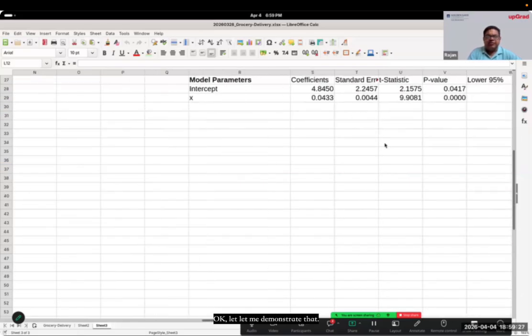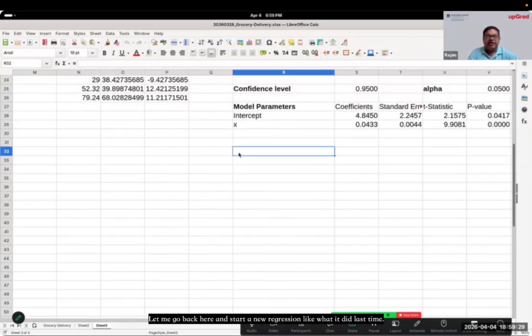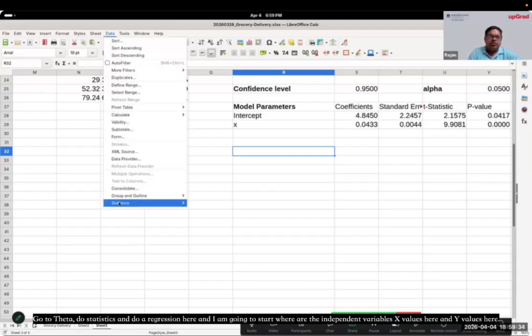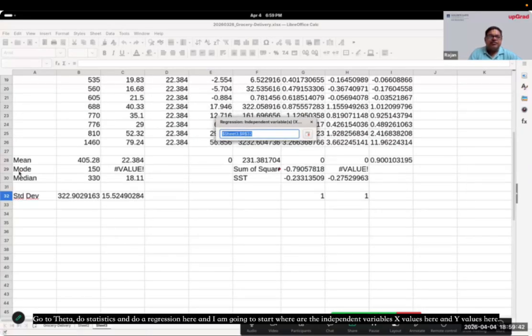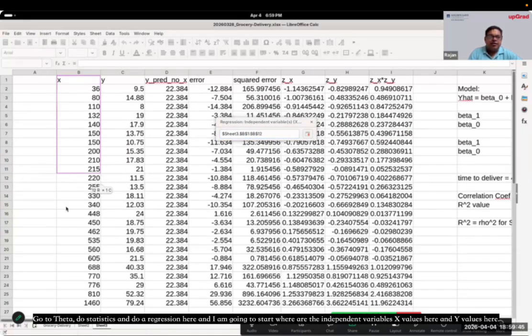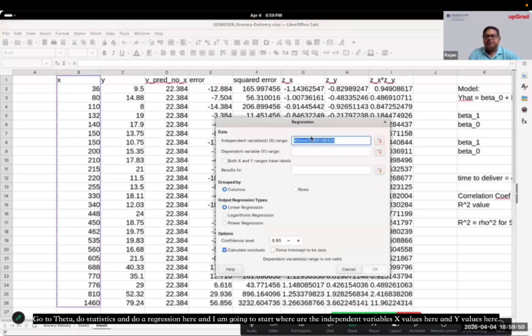Let me demonstrate that. Let me go back here. One with US energy, one with the second variable, one with the third variable, fourth variable, fifth variable. I'm going to start doing this. Go to data, statistics, and do a regression. Here, where are the independent variables? We see which of these models does the best. What do you mean by does the best?